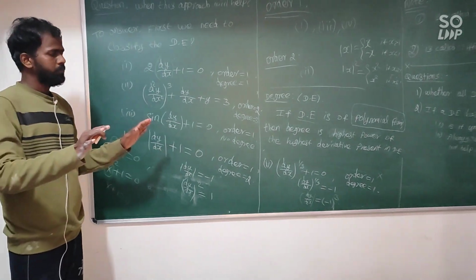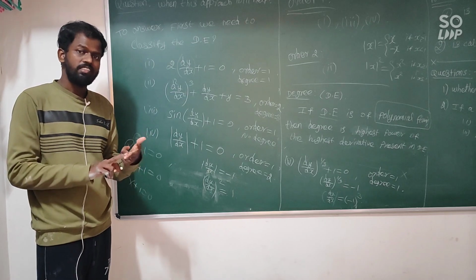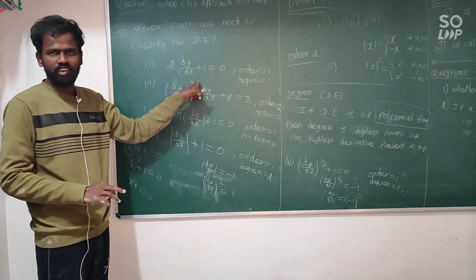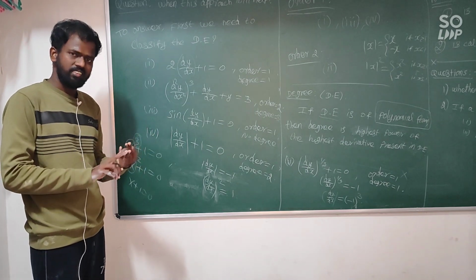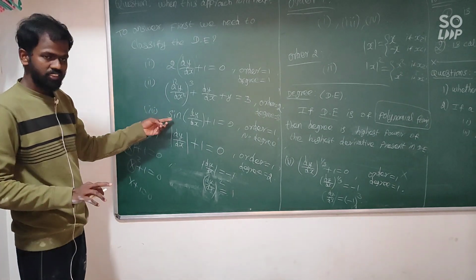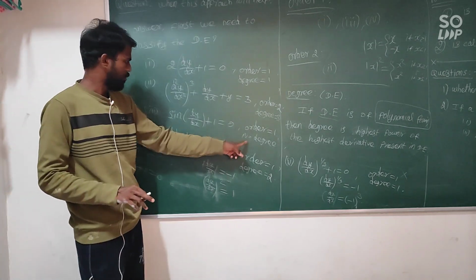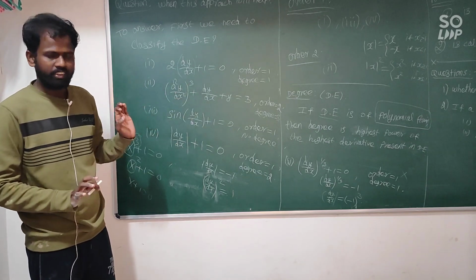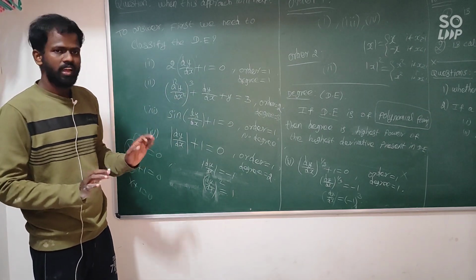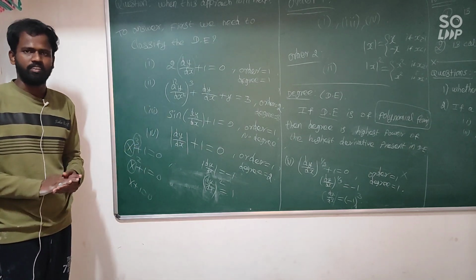Now before concluding, you can think about some questions. Question number 1: does order always exist for a differential equation? Question number 2: does degree always exist for a differential equation? This we already answered, it is no, because we have no degree for this one. Now you think about whether order always exists for a differential equation. Okay, so with this I'll conclude. You can practice some exercise problems from your textbook. Thank you.